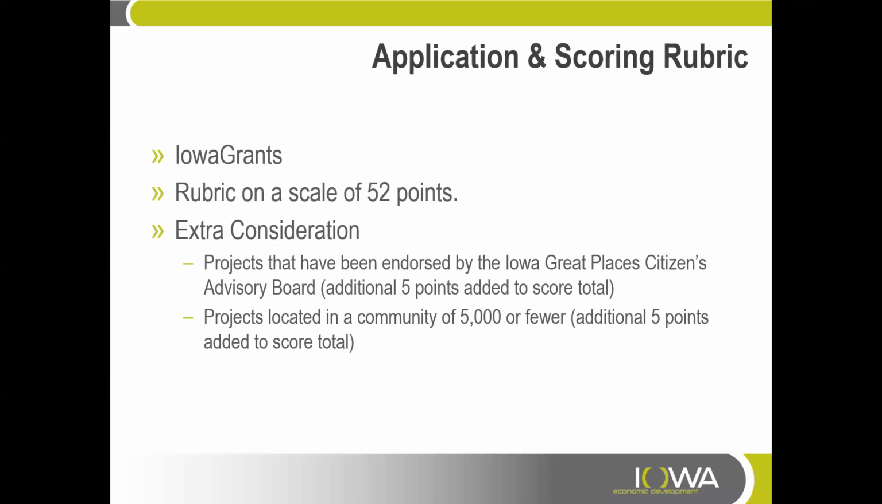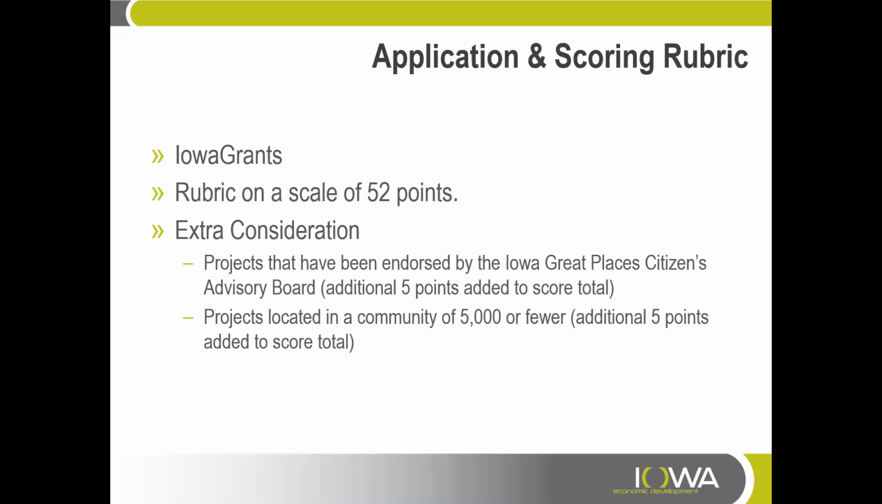We do have two pieces of extra consideration as an addition to the scoring rubric. One of those is an Iowa Great Places Citizens Advisory Board endorsed project. That adds an additional 5 points. Iowa Great Places are designation areas. And then on top of that, the project itself needs to be endorsed by the advisory board. So what that has looked like in the past is, if one of the projects related to an Iowa Great Place is associated with housing, or the addition of housing, or the development of housing, those projects, those communities would receive an additional 5 points. And then finally, projects located in a community of 5,000 or fewer receive an additional 5 points.